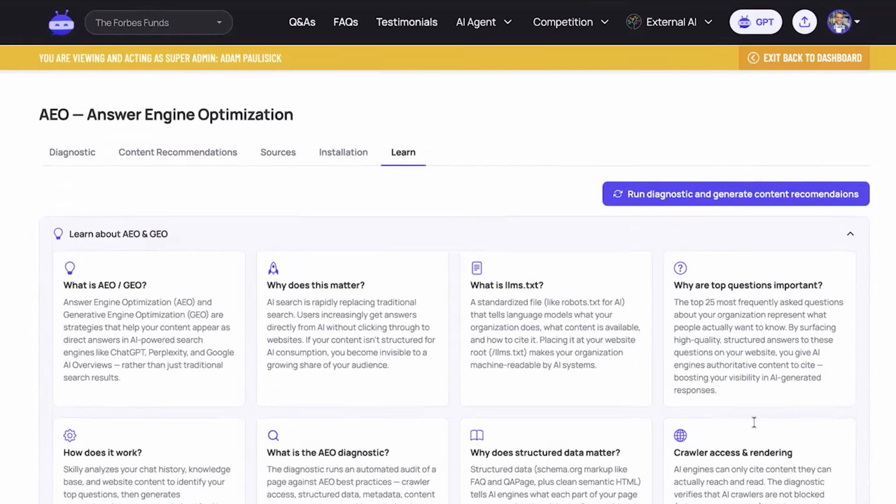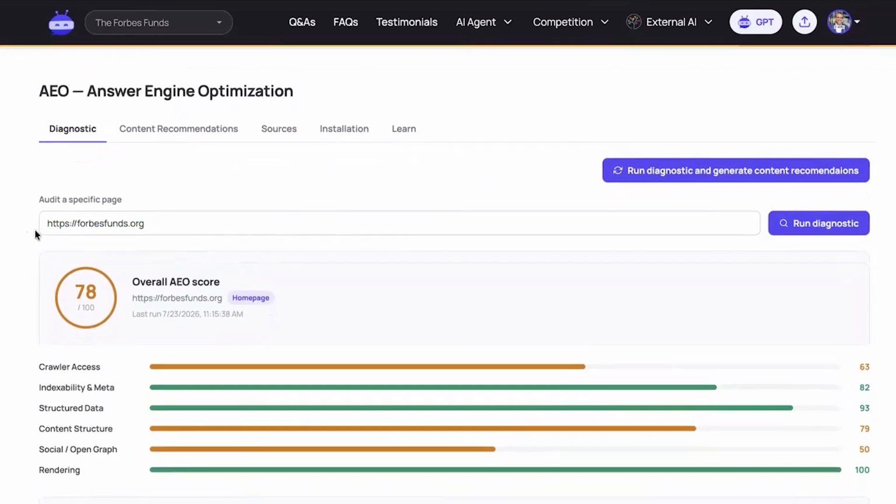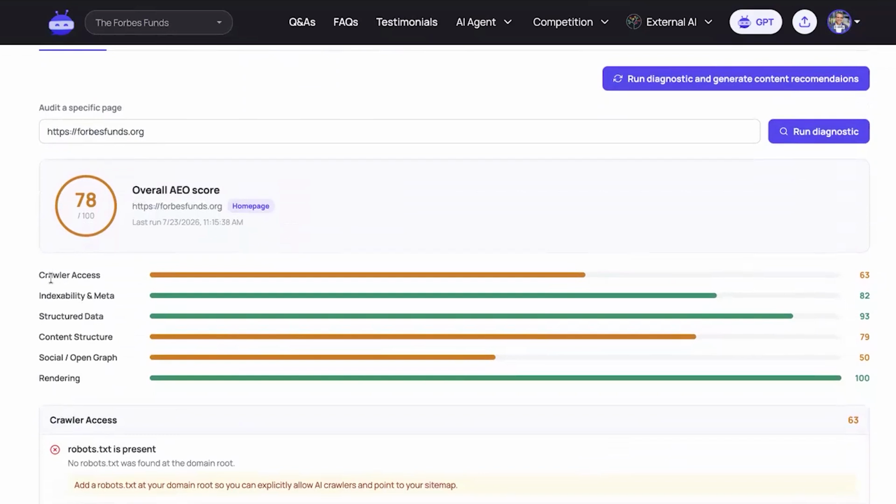All right, so let's go ahead and get into it. We're going to use our friends here at the Forbes Funds as just an example, and we're going to start with our diagnostic. Now, our diagnostic is going to pick typically your homepage or your main center of knowledge and graph, which is your original way you set up the Skilly, or someone set up a Skilly for you. You're going to then understand a little bit about how easy it is for our crawlers, which is a proxy for how large language models are ultimately going to crawl your site.